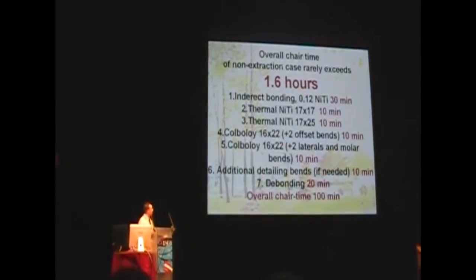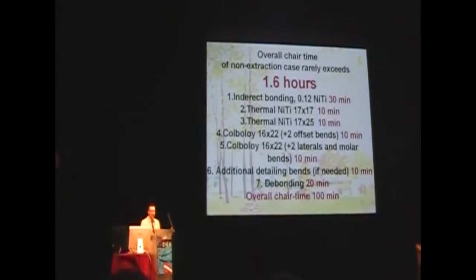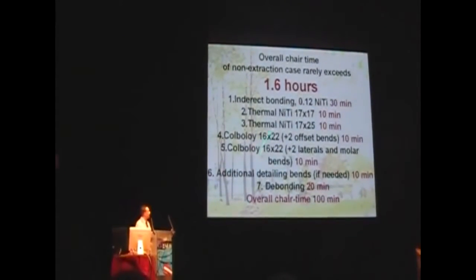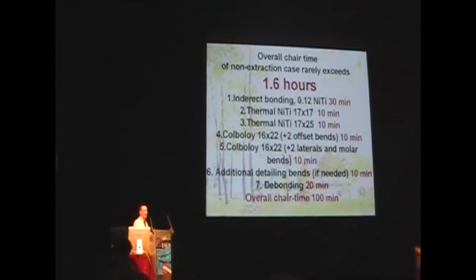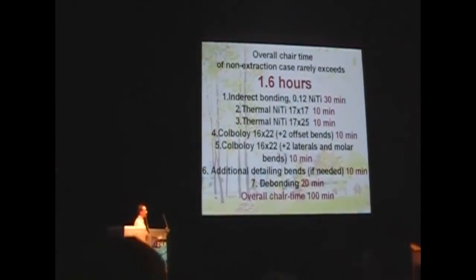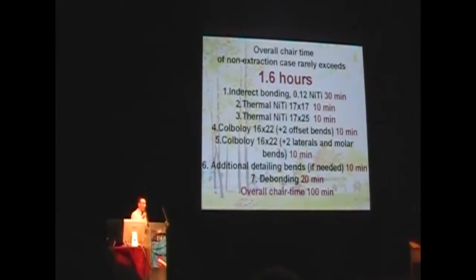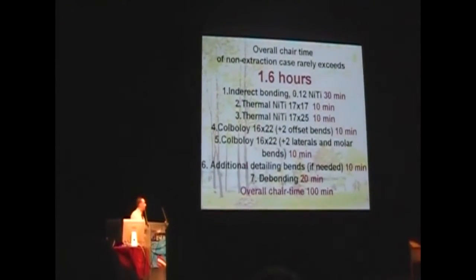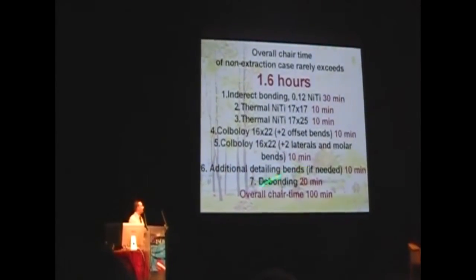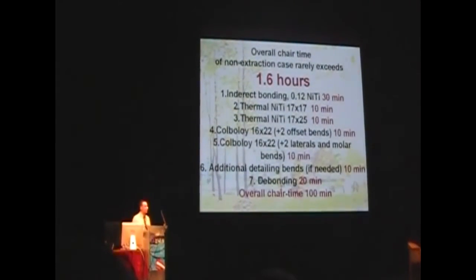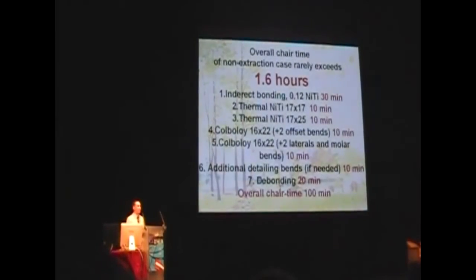Among those minutes and hours, 30 minutes will be taken for direct bonding and first arch wire placement. The second arch wire will take about 10 minutes. The third visit, 0.017 by 0.025 Calvaloy 0.016 by 0.022 with several offset bends made in it, 10 minutes. Then 0.016 by 0.022 laterals and Mahler bends in that area, 10 minutes, and if needed, additional bends will also require about 10 minutes. 20 minutes or even more, depending on how much you prefer to talk to your patient. It may take a little more, but in an optimistic course of events the overall chair time will be either 100 or 120 minutes, or in the worst case scenario, 130 minutes.